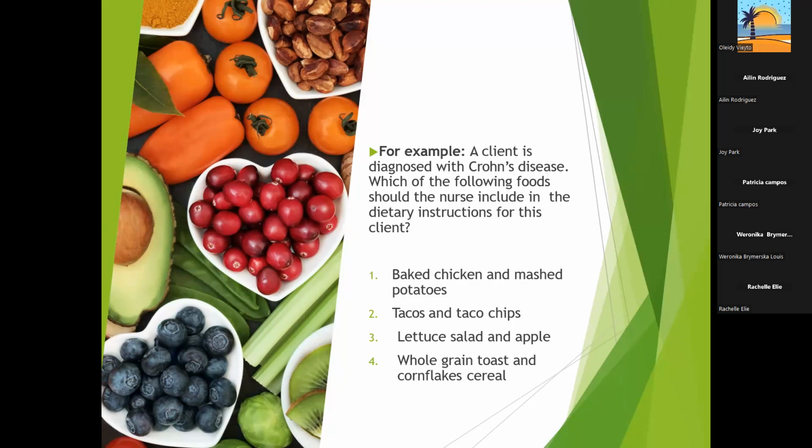Did it tell you low residue diet? Right. So this is application. It's showing that you already should know that a patient with Crohn's disease, one of their biggest issues is what? Diarrhea, right? Do I want them eating foods that are high in fiber? No, I want a low residue diet.